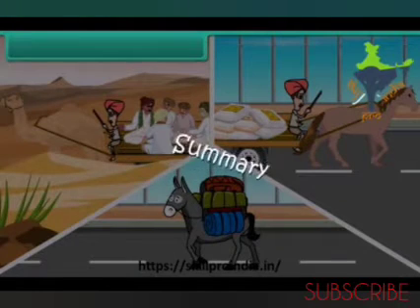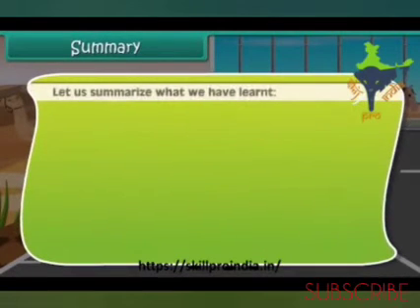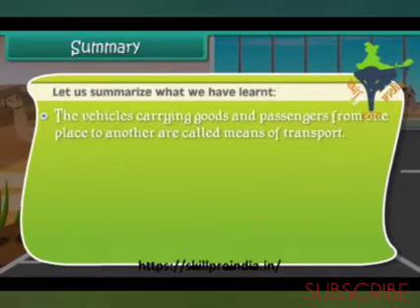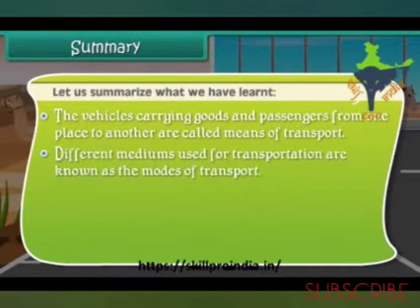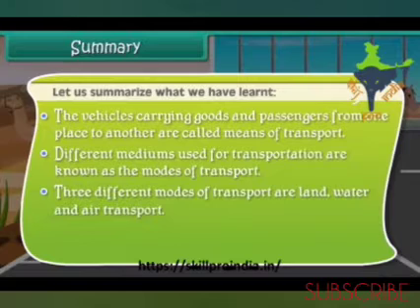Summary. Let us summarize what we have learned. The vehicles carrying goods and passengers from one place to another are called means of transport. Different mediums used for transportation are known as the modes of transport. Three different modes of transport are land, water, and air transport.